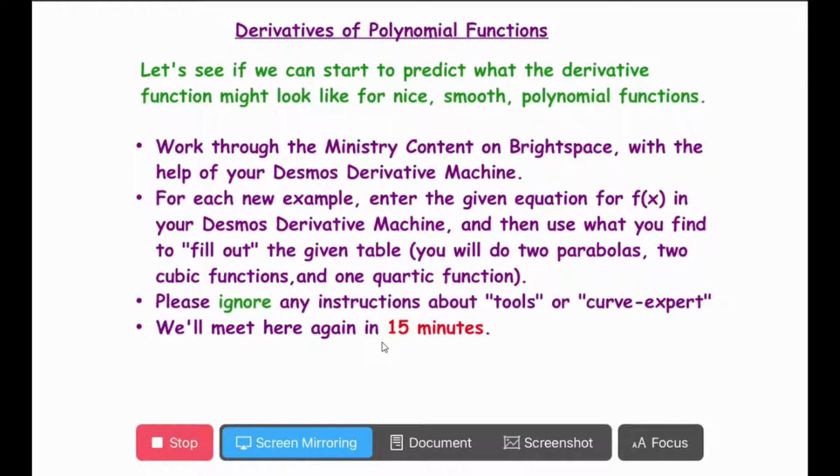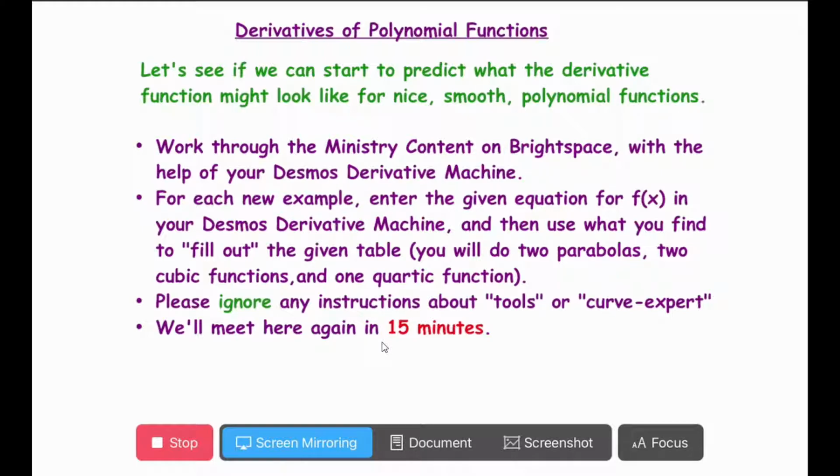Derivatives of polynomial functions. Let's see if we can start to predict what the derivative function might look like for nice, smooth polynomial functions. Work through the ministry content linked on our Brightspace page with the help of your Desmos derivative machine. For each new example, enter the given equation for f of x in your Desmos derivative machine, and then use what you find to fill out the given table.